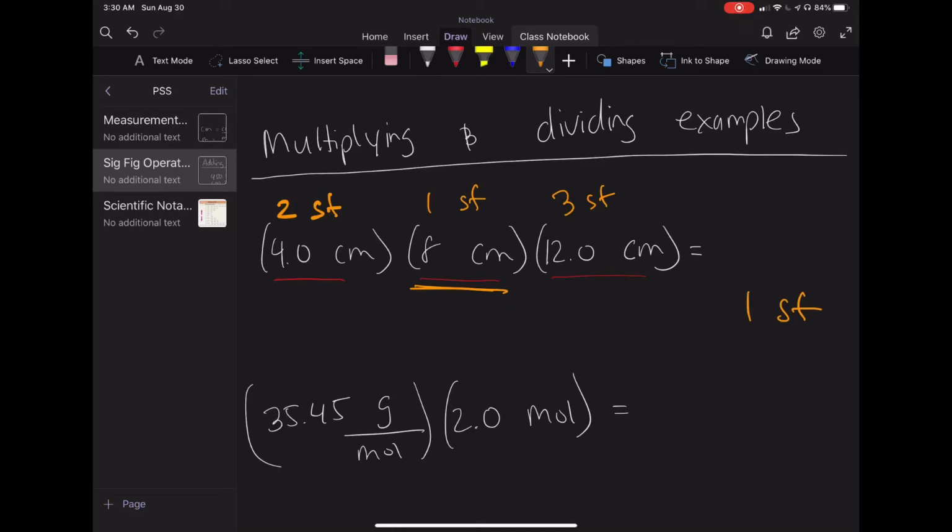Now we'll actually calculate it. So 4.0 times 8 times 12.0, my calculator tells me 384. However, I need to round that to just one significant figure. So I need to round it to the hundreds place, which means I'm going to look at the 8, and 8 tells me I want to round up. So our final answer will just be 400. And in terms of units, it would be cubic centimeters, but we're not worrying about the units quite yet. We're just practicing our sig fig rules for this video.